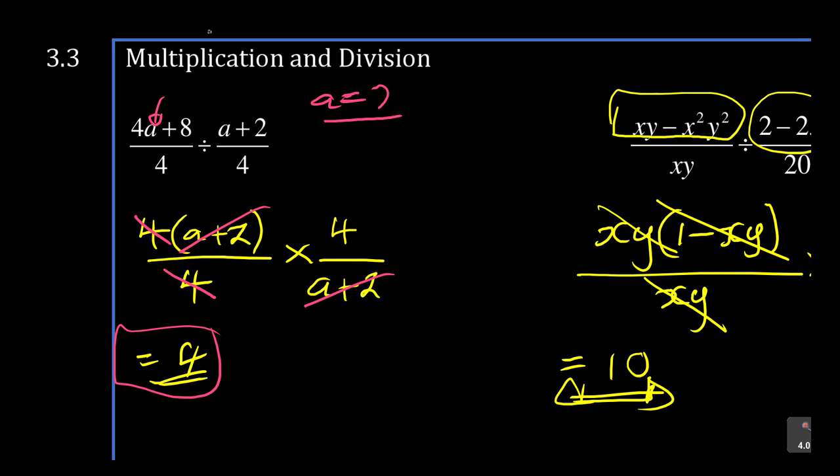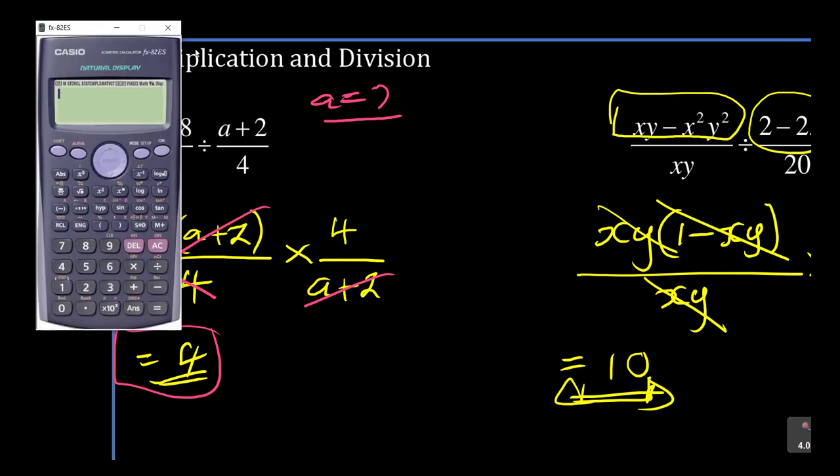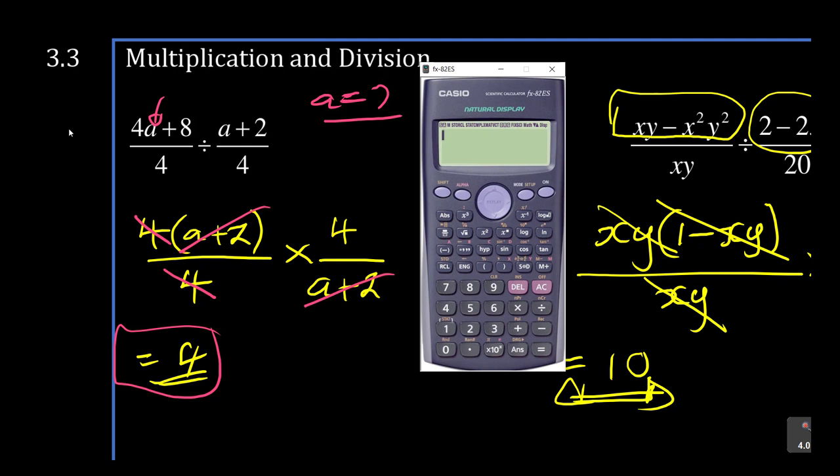So what I do is I want to test if my answer is correct, right? I take a calculator. Where there is A, I put what? 7. So I will have fraction 4. Remember, A is times 7 because it's 4A plus 8, right? Over 4. You see that one?